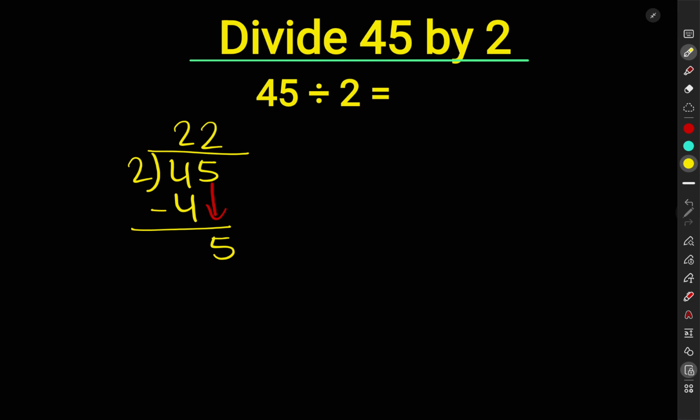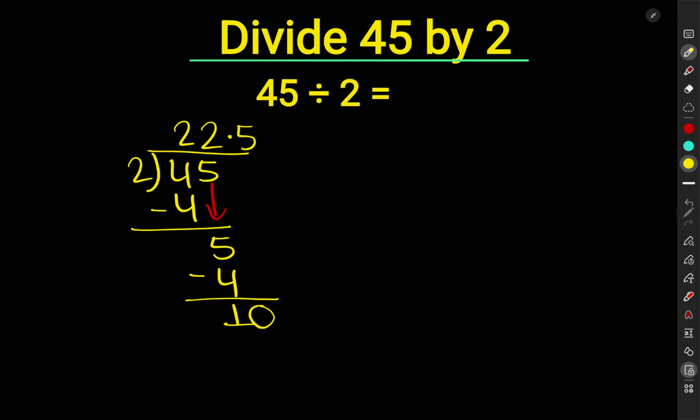So 2 times 2 means 4. On subtracting we get 1. So again this 1 is less than 2. So now we put a decimal here so that we can keep a 0 here.